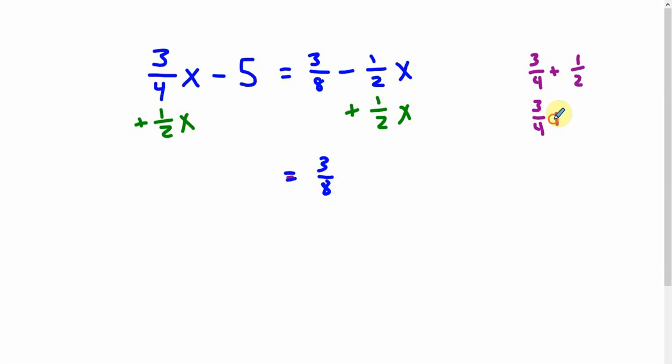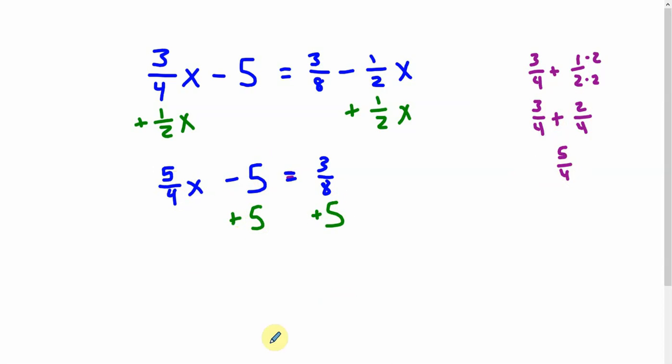I will get a common denominator of 4, so that means this one I'll multiply by 2 on the top and the bottom and call it 2/4. And so that's 5/4. 3/4 plus 2/4 is 5/4. So this is 5/4 x minus 5. All right, now I'll add 5 to both sides. Here I have 5/4 x. And here I'll have, okay, so 3/8 plus 5. All right, again, I have to maybe figure that out.